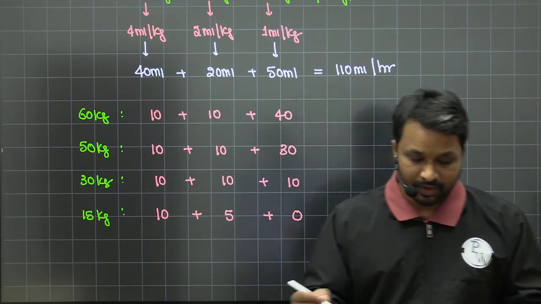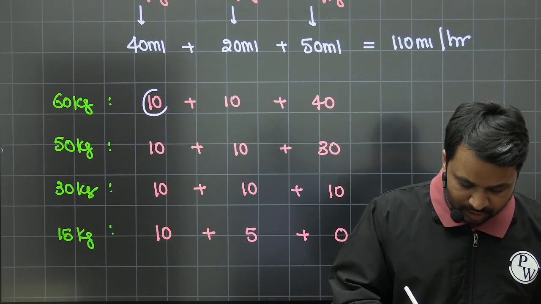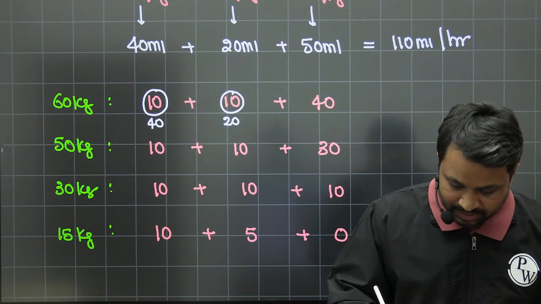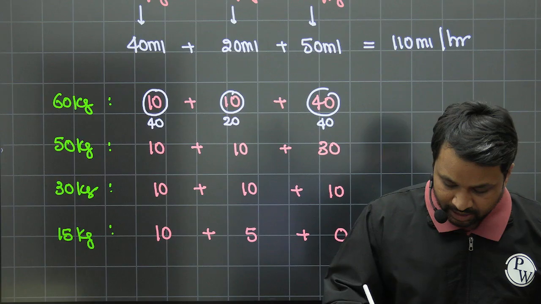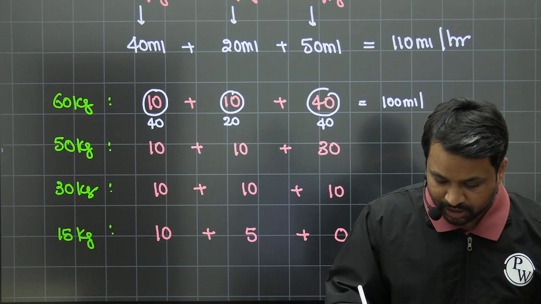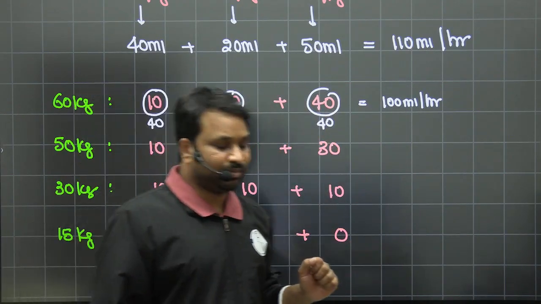As simple as that. Now if you take that into consideration, and you look at this, the first 10 kilograms will be 40. The second 10 kilograms will be 20. The rest of the body weight is going to be 40. So this is going to come to you as 100 ml per hour. So if you have a 60 kilogram patient, I will give 100 ml per hour as the maintenance fluid.